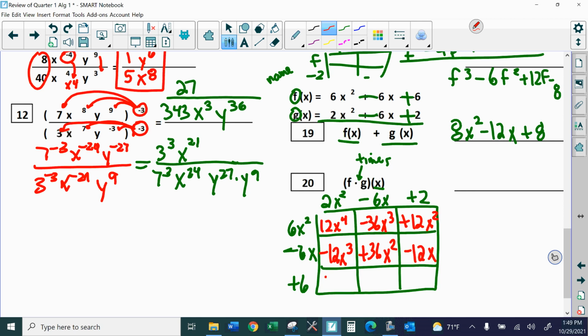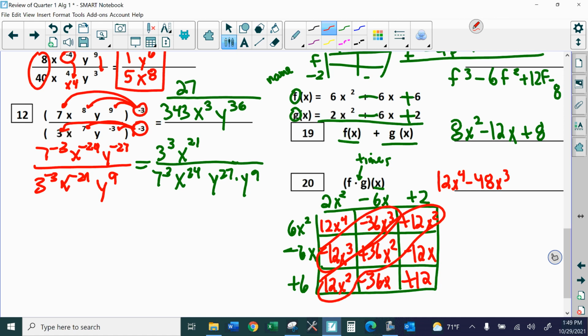Then I have 12x squared minus 36x plus 12. There's only one fourth degree, so 12x to the fourth. There's my two cubes, negative 48x cubed, combining like terms. Then this diagonal is my x squareds.